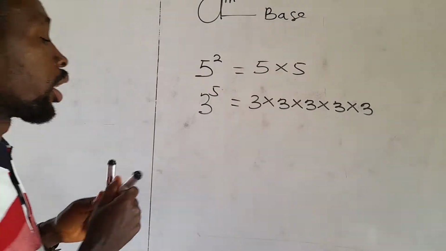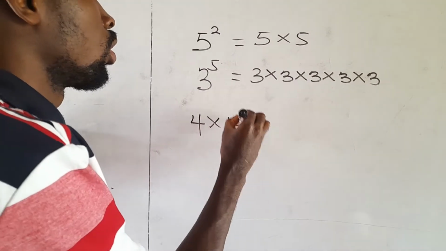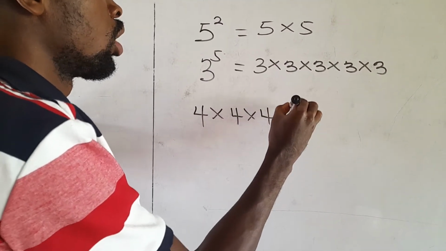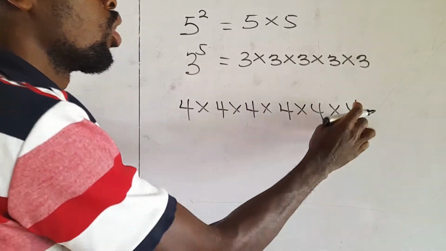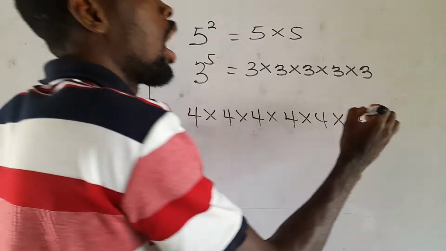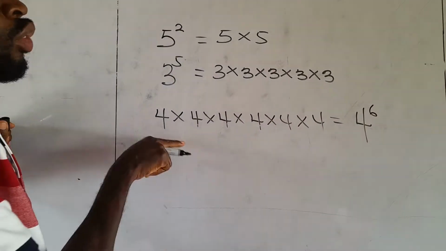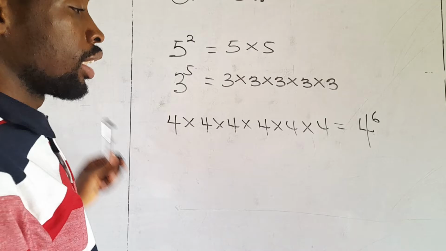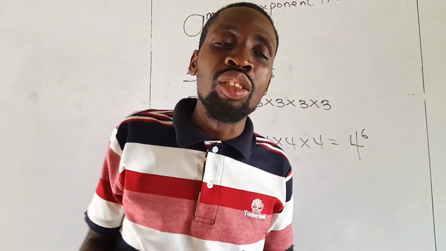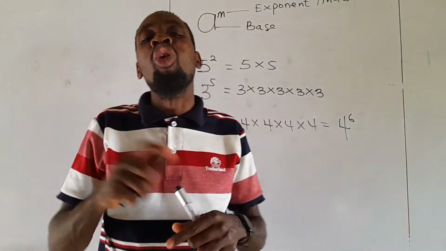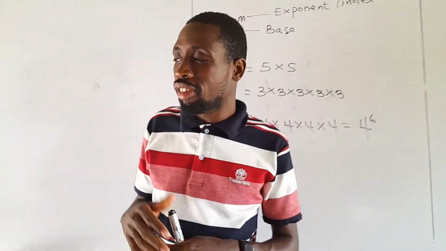In the same way, if I have 4 times 4 times 4 times 4 times 4 times 4, I can say this is equal to 4 exponent 6. That's 4 multiplying itself 6 times. I hope you understand the concept of indices. The next thing we'll talk about is some laws governing indices and their applications.